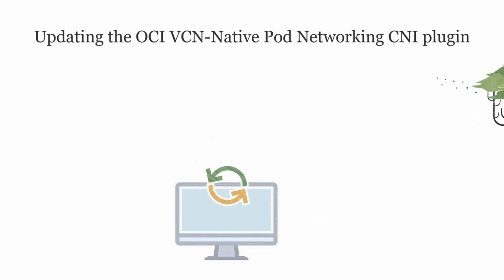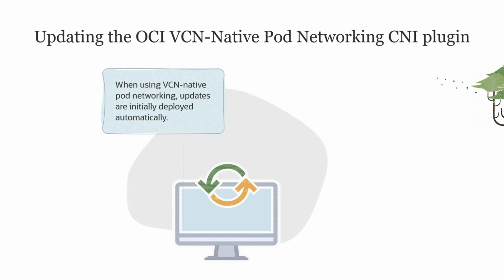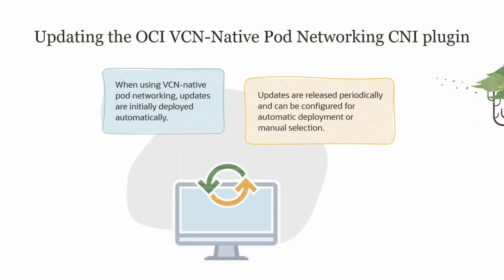Let's understand how to update the OCI VCN native pod networking CNI plugin. When you specify VCN native pod networking as a cluster's network type, the cluster and its node pools initially use the latest version of this plugin. Updates to the plugin are released periodically. You can specify that you want Oracle to deploy the updates on the cluster automatically, which is the default behavior. Alternatively, you can specify that you want to choose the version to deploy. If you decide to choose the version, you are taking responsibility for keeping the add-on up to date.